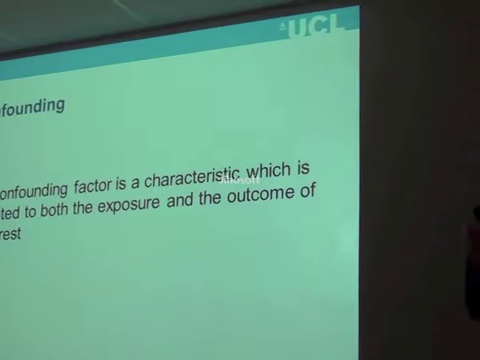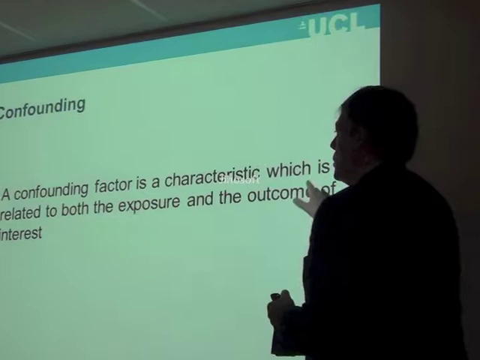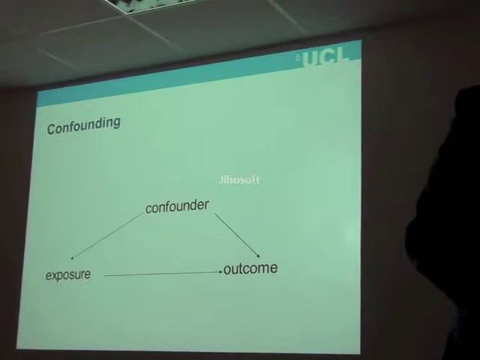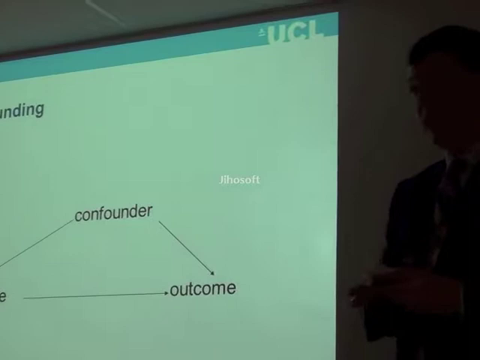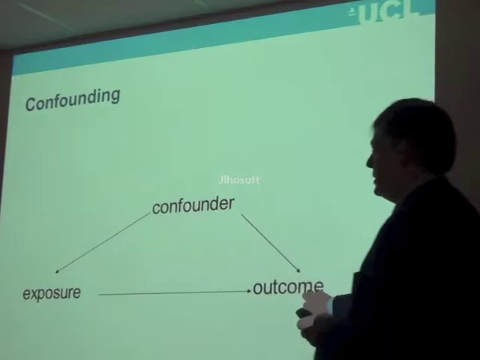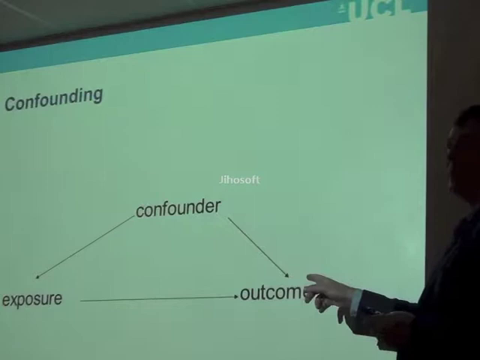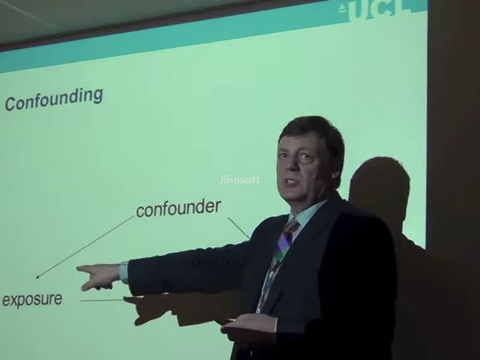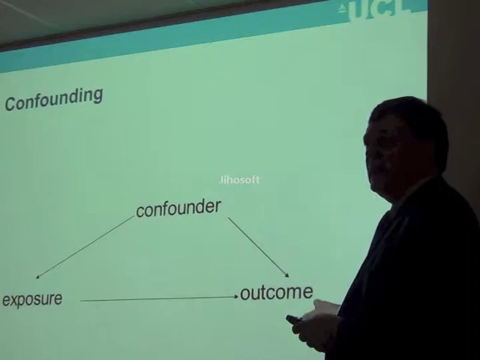So a confounding factor is a characteristic, a variable, a piece of information which is related to both the exposure and the outcome that you're interested in. So here's a diagram, a very, very simple diagram, but a very effective diagram if you keep this in your head. What we're obviously always interested in is the relationship between the exposure and the outcome. Yeah? So we measure the exposure, we measure the outcome, and we hope that there's an association, which is what we're looking for. A confounder is something which is related to both the exposure and the outcome, which can interfere with the relationship between one and the other.